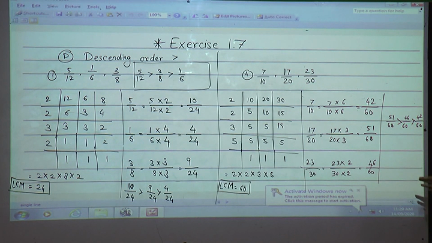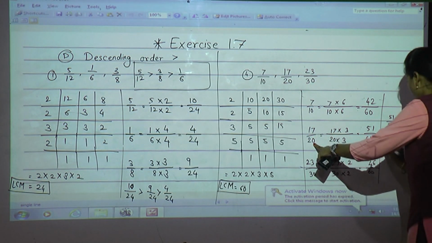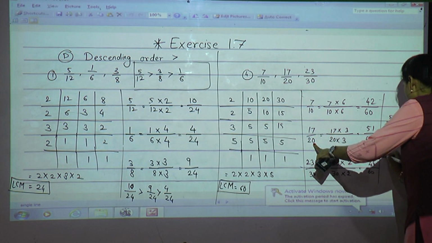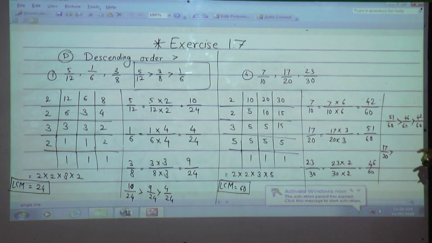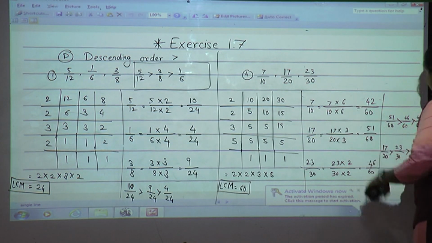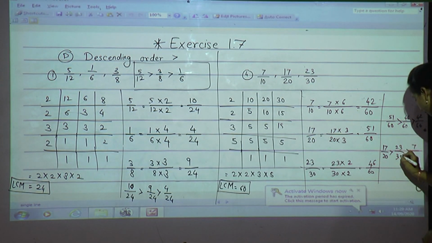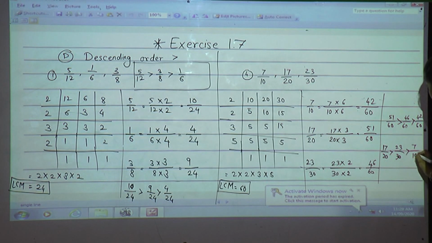Now are these the real fractions? No. For the real fractions we need to write 51 upon 60 means what? 17 upon 20 is greater. 46 upon 60 means what? 23 upon 30. And the next 42 upon 60 means what? 7 upon 10.